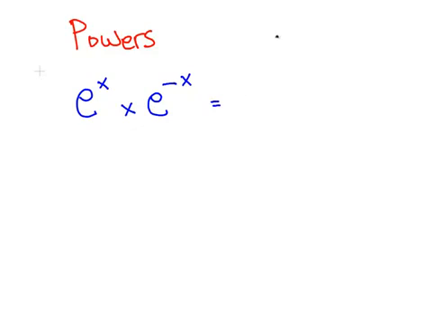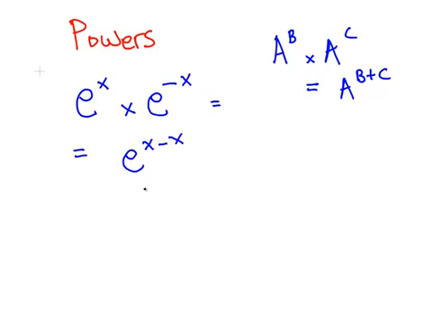So this is in the form a to the b times a to the c. What you would do there is a to the b plus c. So what we have to do here is add them, e to the x minus x, and that is e to the 0, and that's just equal to 1. Anything to the power of 0 is 1, always.